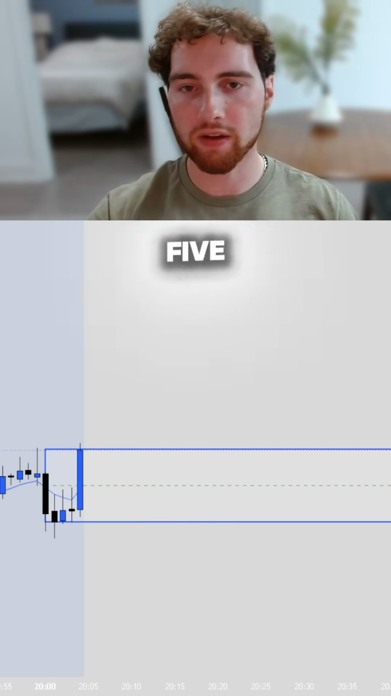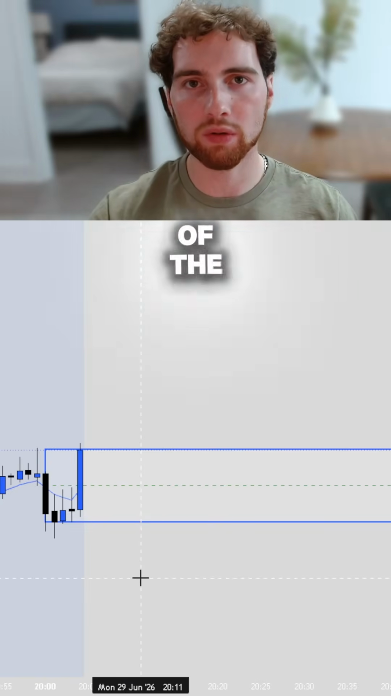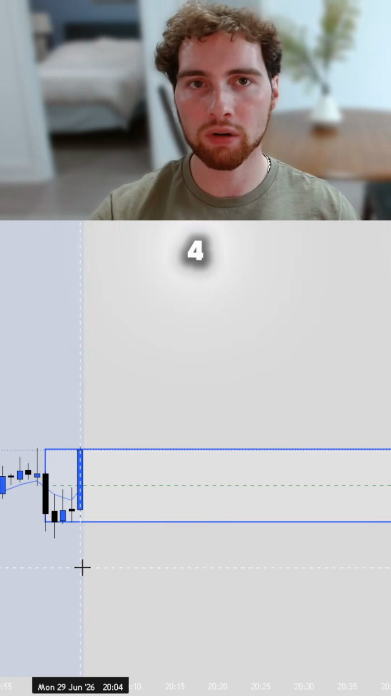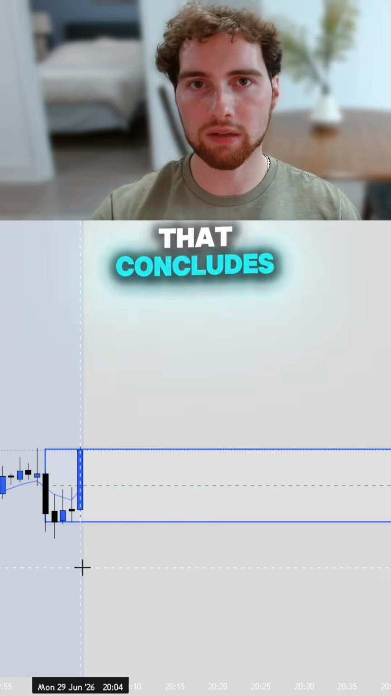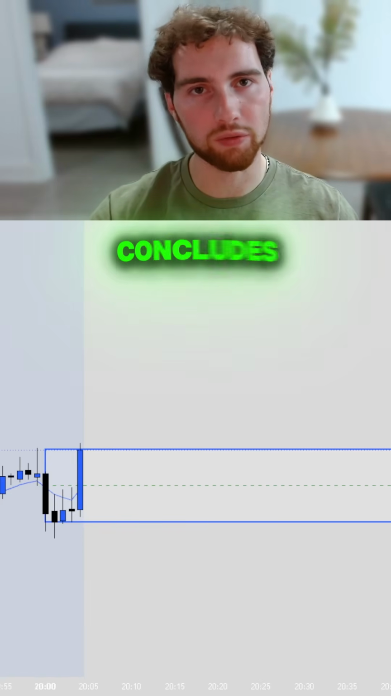So once you have that first 5 minutes marked out, you want to make sure you're excluding the wicks. As you can see, I didn't include any of the wicks inside the range. And you might be thinking, why am I stopping at the 604 candle? Well, that's because once that candle closes, that concludes the 5 minute range because it closes at 4:59 and then that concludes the 5 minutes.